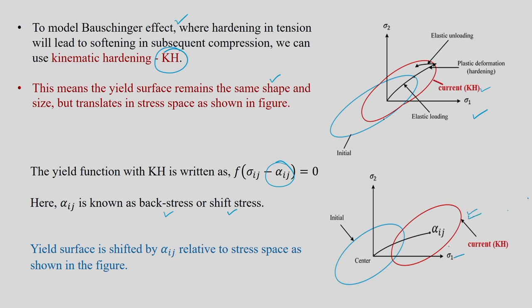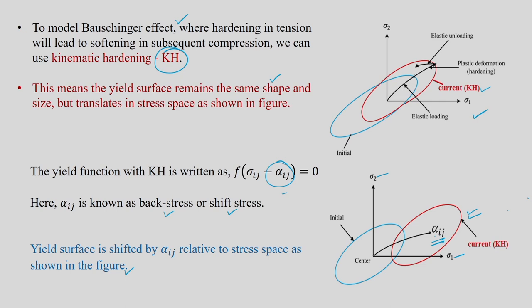So, let us say sigma 1, sigma 2 you are drawing. Let us say this is the initial yield locus. So, the locus is shifted by alpha ij. Locus is shifted by alpha ij relative to the stress space as shown in this figure. So, you are going to shift the entire yield locus by alpha ij. That is the meaning of this particular equation.